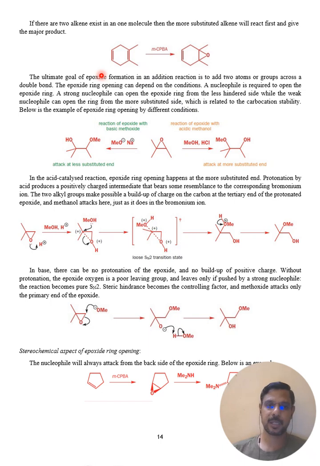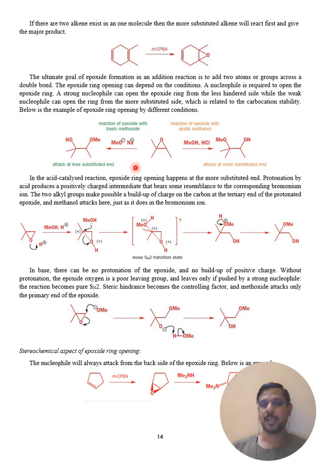It relates to the electron density. As the tetra substituted bond has all four positions substituted with alkyl groups, that means plus I inductive effect groups are there. So compared to this disubstituted double bond, this tetrasubstituted double bond is more electron rich. There the epoxide formation will occur first, right? So you get selectively this product.